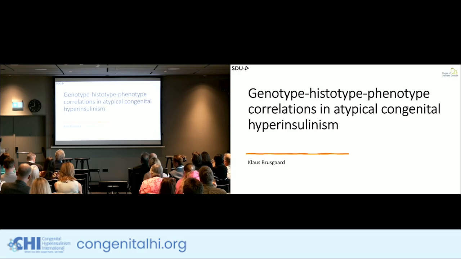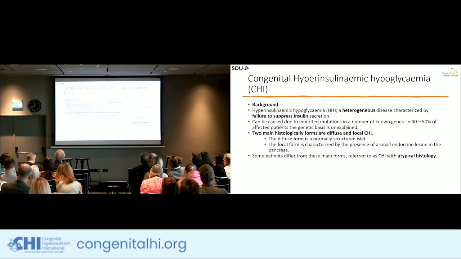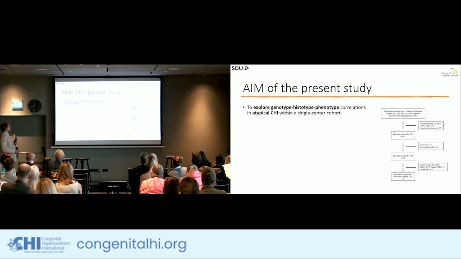I should talk about genotype-histophenotype correlations in congenital hyperinsulinism. As you know, it's a highly heterogeneous disorder with a diffuse form and a focal form, where the focal form is mainly due to small endocrine lesions. But these two forms together constitute the majority of all the forms, but we have a small group that we call collectively atypical histology.